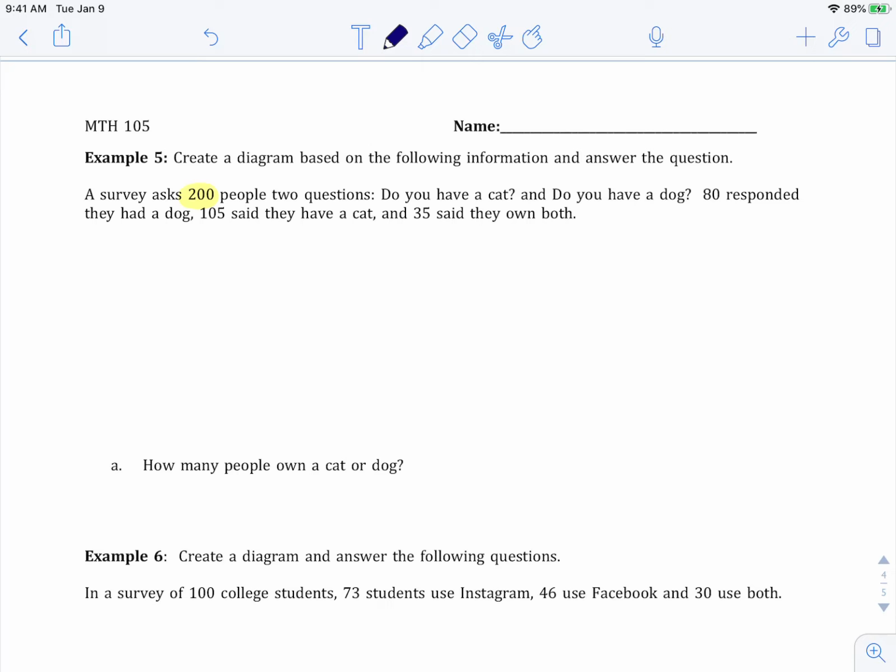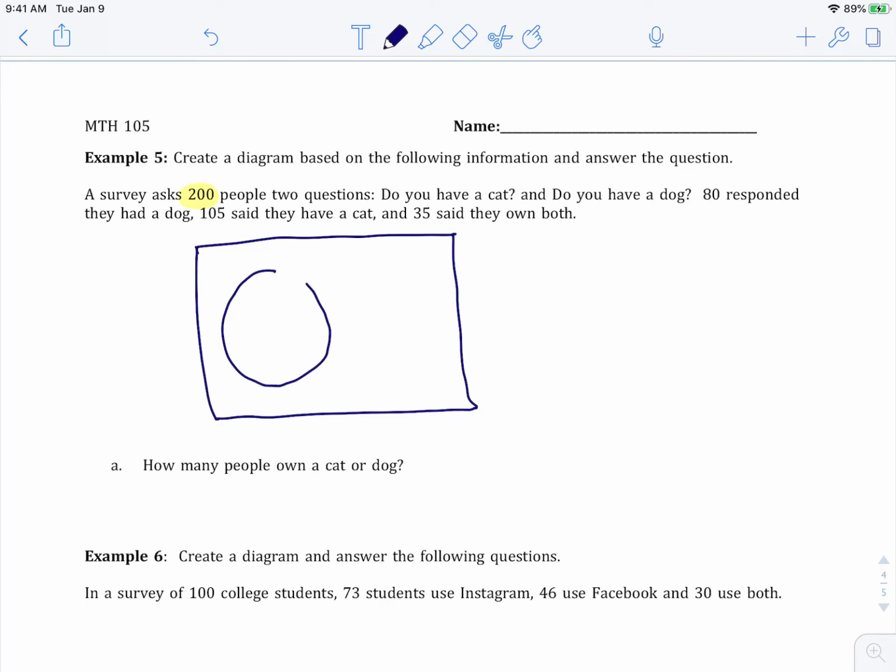We asked 2 questions. Do you have a cat or do you have a dog? 80 responded they have a dog. 105 said they have a cat. And 35 said they own both. So the first thing I'm going to do is I'm going to give myself a universal set. And I'm either going to ask, do they have a dog?